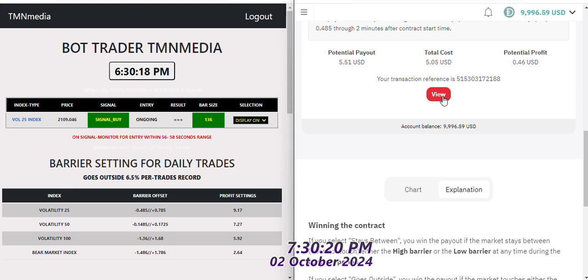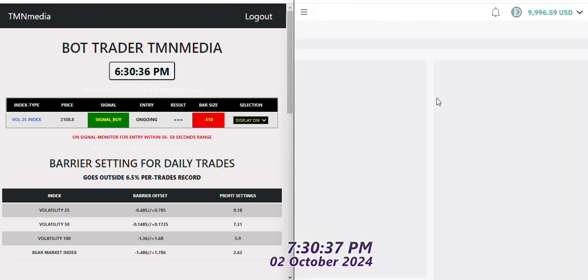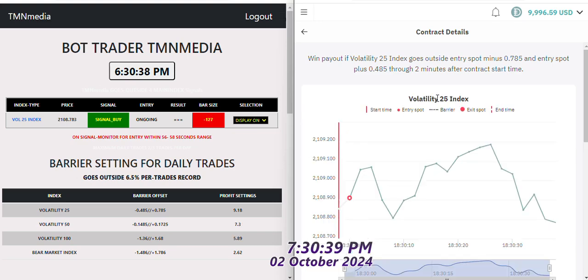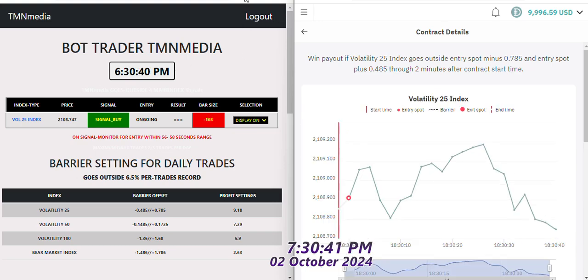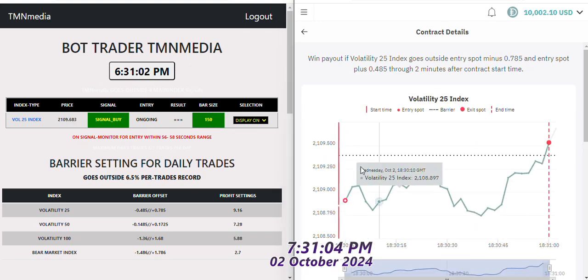Wow, I did not change to real account. I've already talked about it. Remember to change to real account, okay? Because I'm supposed to trade with real account. All the same, we'll be back when it's done. So let me pause. Okay, you can see the trade has already been won, and it's been won here as well.